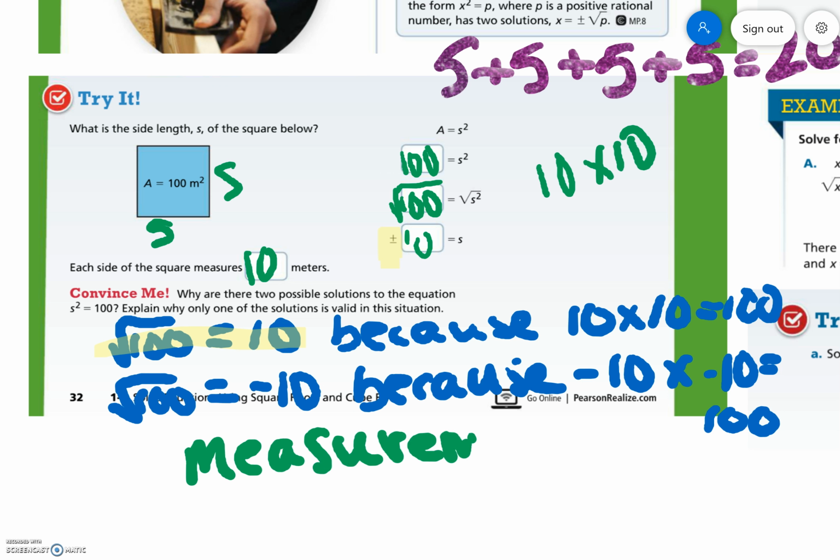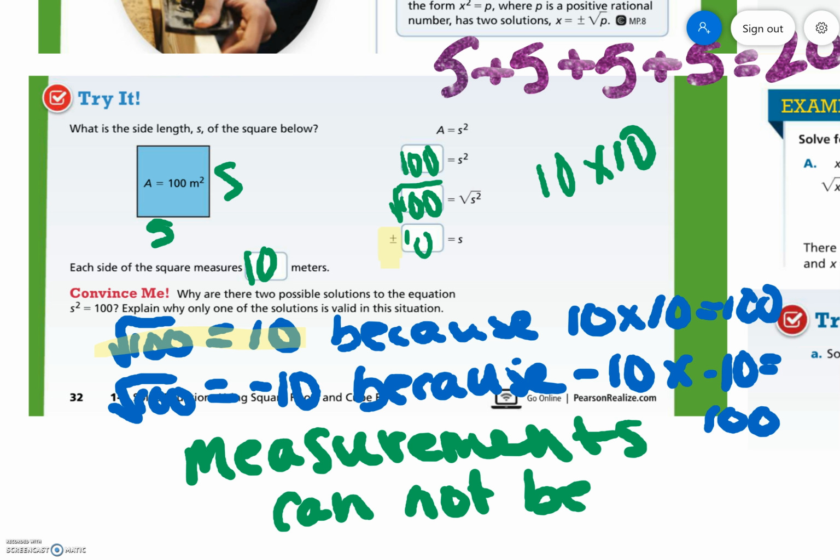Measurements cannot be negative. So we know the answer of negative 10 doesn't make sense in the context of the problem.